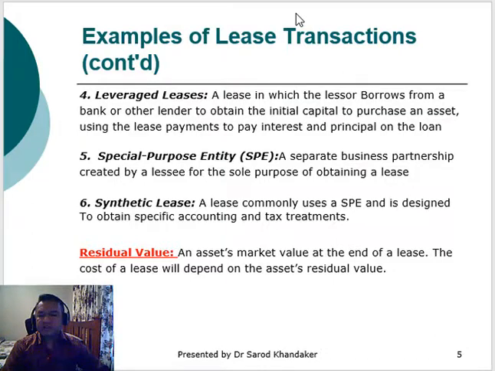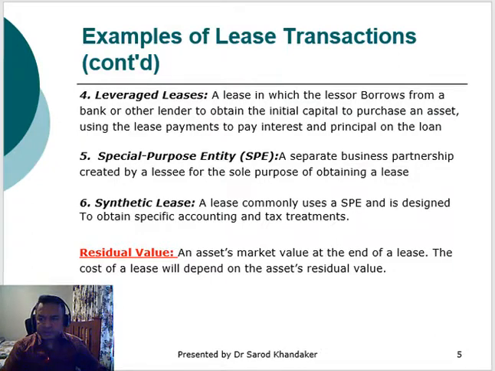Number 5 is the special purpose entity or SPE lease. A special purpose entity or SPE lease is a separate business partnership created by the lessee for the sole purpose of obtaining a lease. For example, if the asset needs a large amount of money, such as when the company is purchasing a Boeing aircraft, the special purpose entity can be created by the lessee for the sole purpose of obtaining a lease.